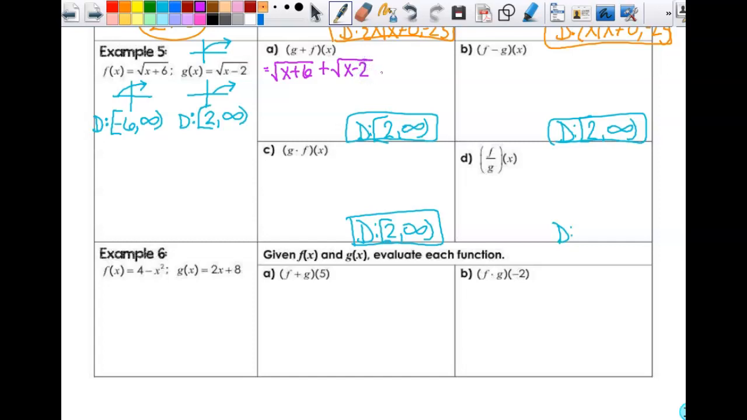Does that give me 2x, the square root of 2x plus 4? No. You can't add what's underneath there because it's like adding x and y, and that's it. I can't do anything else. That's g plus f of x.